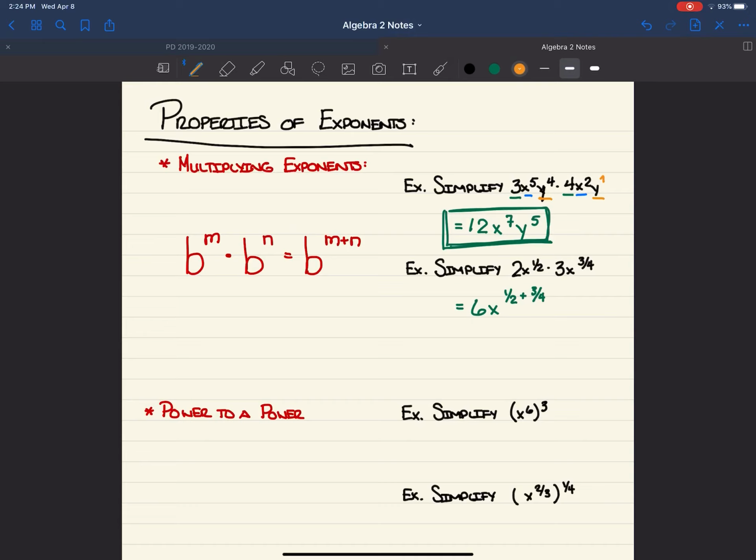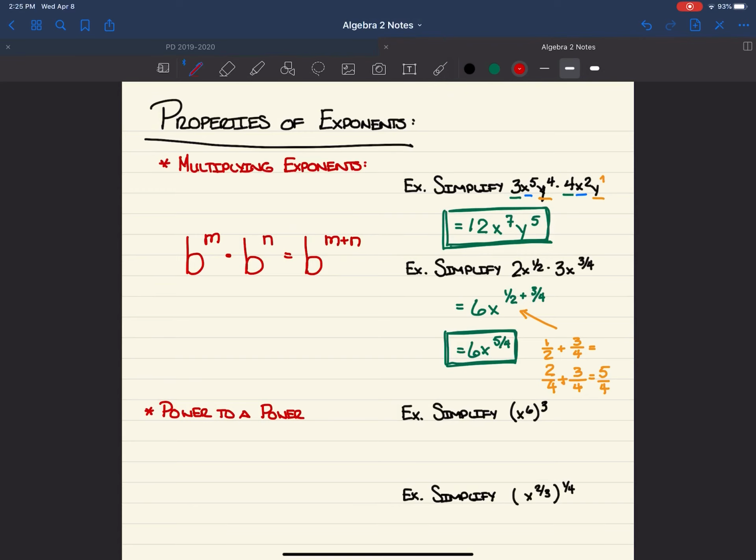If we simplify that, I'll change colors here and come down. We have 1/2 plus 3/4, and we need to add those. Remembering what we know about fractions, if we add fractions, we have to have common denominators. So if we take that first fraction and multiply the top and the bottom by 2, that gives me 2/4 plus 3/4, which gives me 5/4. So this means that my expression up here simplifies to 6x to the 5/4 power. So there is my final answer. That's our first property, multiplying exponents.